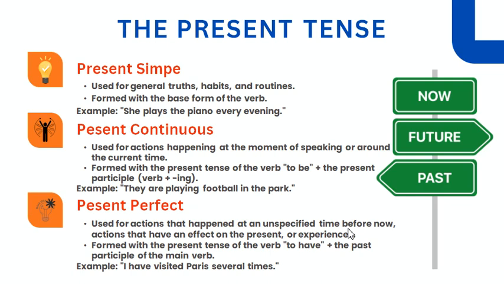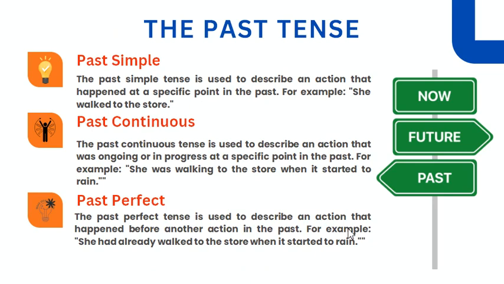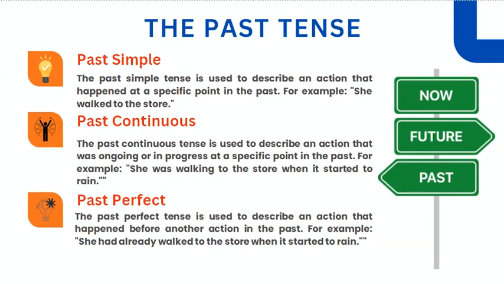Okay, let's go to the other one. We have the second form, that is the past tense. In the previous discussion, when we saw the present tense, we saw all three kinds of present tense forms: the simple present, the present continuous, and the present perfect. Now here we are comparing and contrasting the past tense with the present tense.